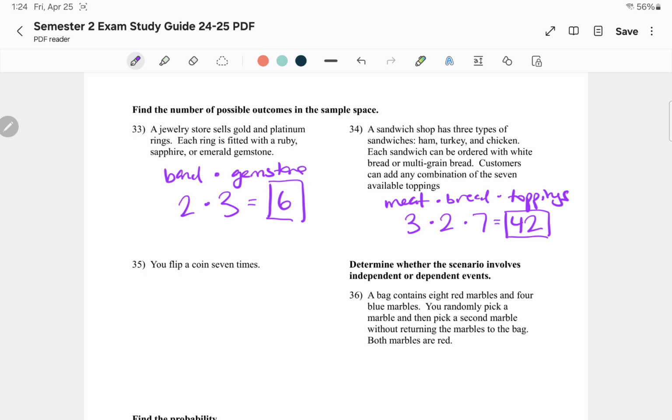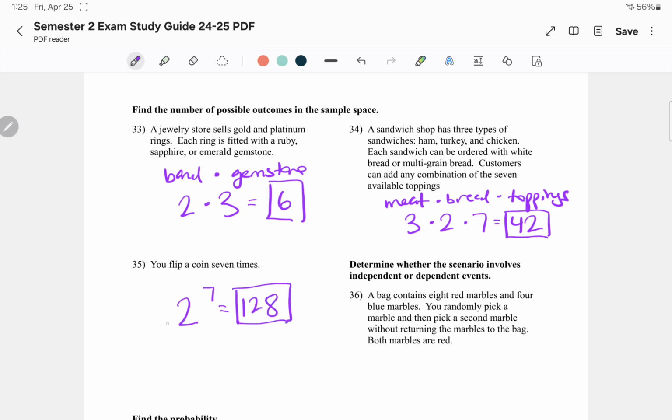And now for 35, it says you flip a coin 7 times. That's the repeated events, right? Anything more than 3, let's make an exponent. So how many possibilities for flipping a coin, right? That's just 2, heads and tails. And you're doing it 7 times. So 2 to the 7th power. That's what we're going to put in the calculator. So 2, then exponent key, and then 7. We hit enter and we get 128.